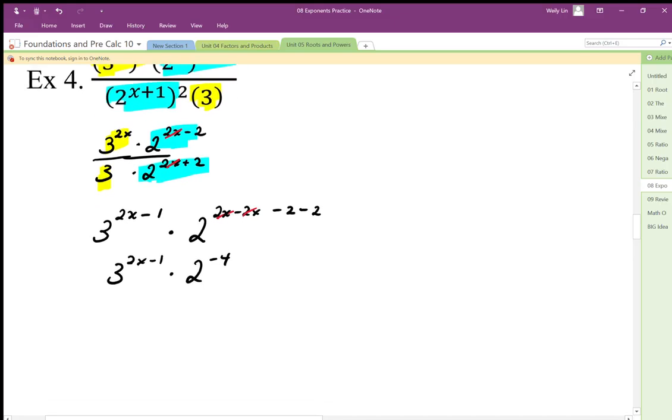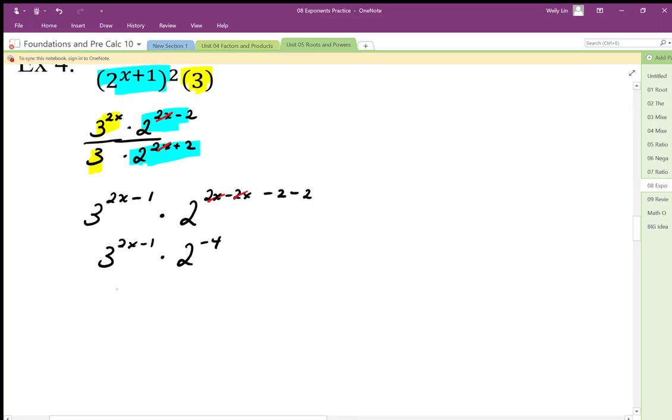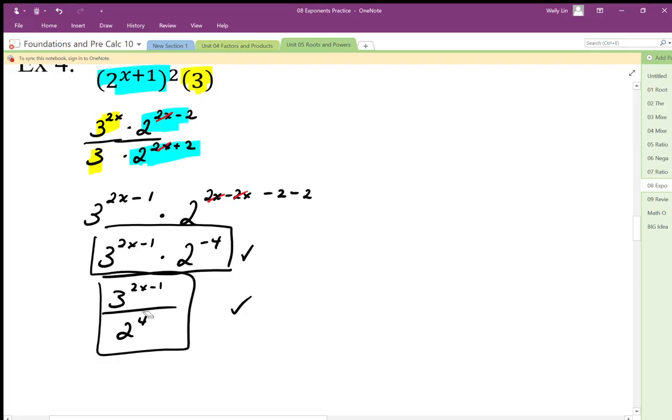Again, we can leave it like that, or we can rewrite it as a fraction and put this down there like that. This is good enough, this is good enough. They're both the same solution. And really, this might be slightly better to show where the divide is, but it doesn't make too much difference.